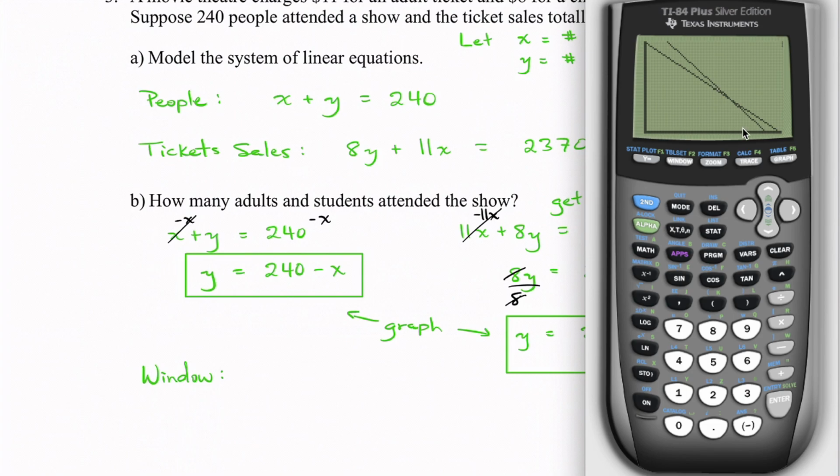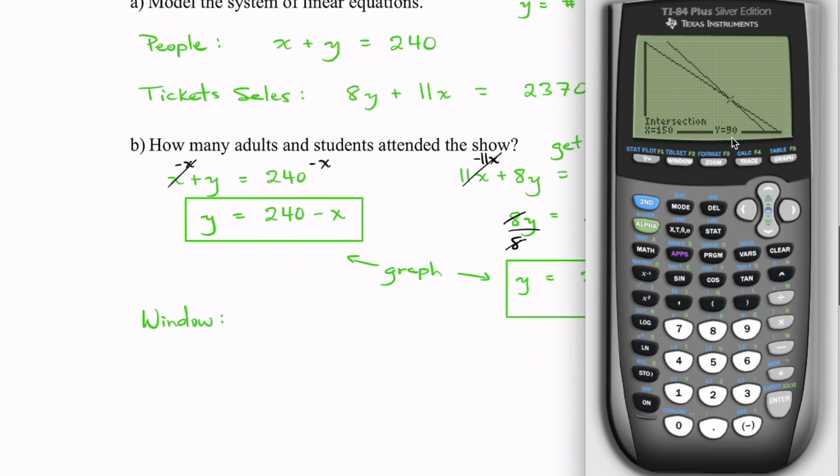And we got our two lines. So I see that they intersect right here. So we can find that. We can click second trace. Number 5 is intersect. And then as long as you only have two lines on here, you can click enter, enter, enter. And we get x is 150 and y equals 90. So just on my page here, I'm going to put up the window values. So those were the window values that we used.